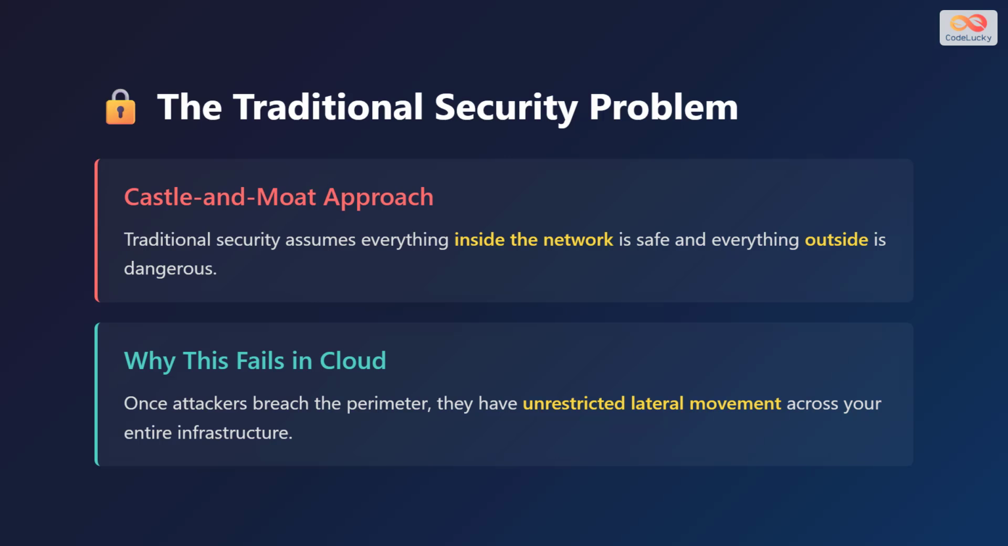Traditional security models follow what's called the castle and moat approach. This assumes that everything inside your network perimeter is safe and trustworthy, while everything outside is dangerous. However, this model fails dramatically in cloud environments. Once an attacker breaches the perimeter, they gain unrestricted lateral movement across your entire infrastructure, allowing them to move freely between systems and access sensitive data.